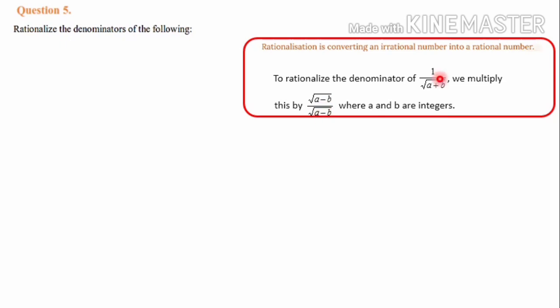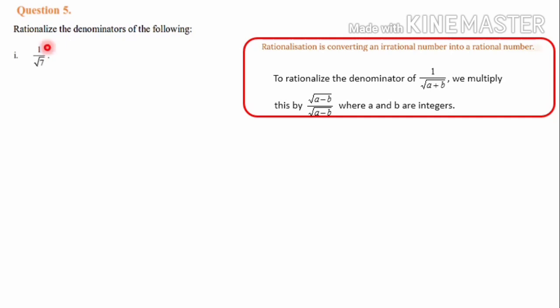So for making our denominator rational, just multiply by the conjugate of this one, that is root a minus b, in the numerator and denominator, where a and b are integers. So this is a theory part. When you do the practical calculations, you will get more clarity.